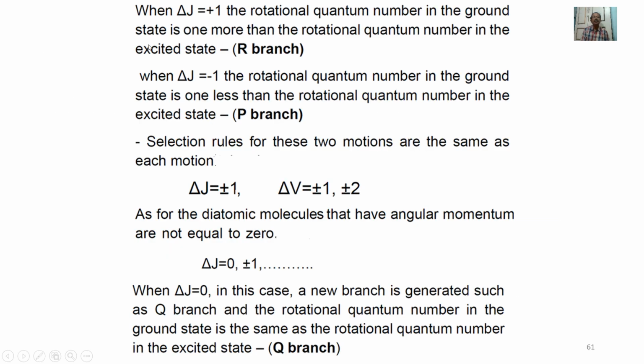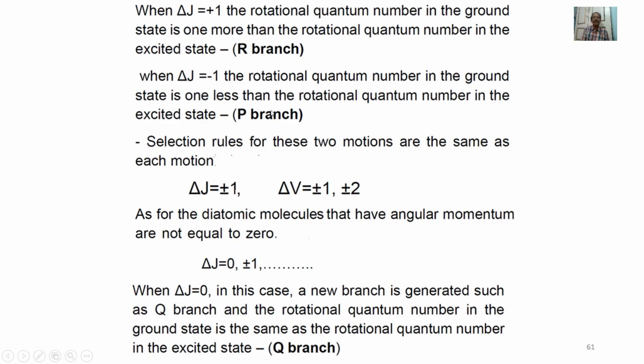When del J equals +1, the rotational quantum number in the ground state is 1 more than the rotational quantum number in the excited state. We call this the R branch. When del J equals -1, the rotational quantum number in the ground state is 1 less than the rotational quantum number in the excited state. We call this the P branch.